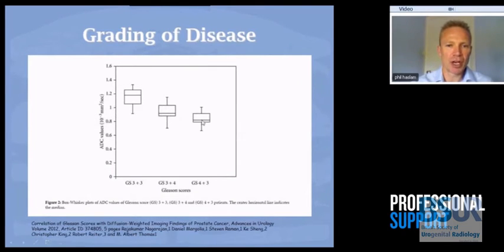And this is just shown in a different chart here. But you can see there is quite an overlap between Gleason 3+4 and Gleason 4+3 compared with Gleason 3+3. So the Gleason 3+3 are probably certainly the less significant cancers. So we don't need to worry too much about those unless they're high volume. But these tumours here do certainly have a lower ADC value.